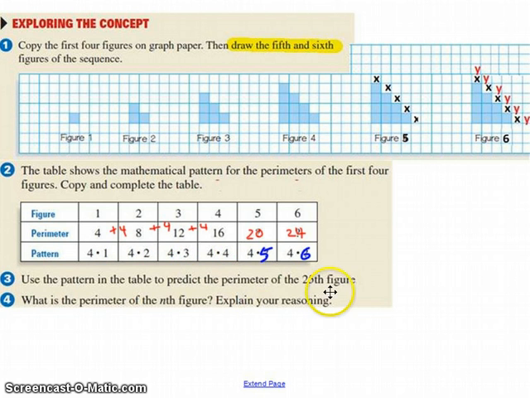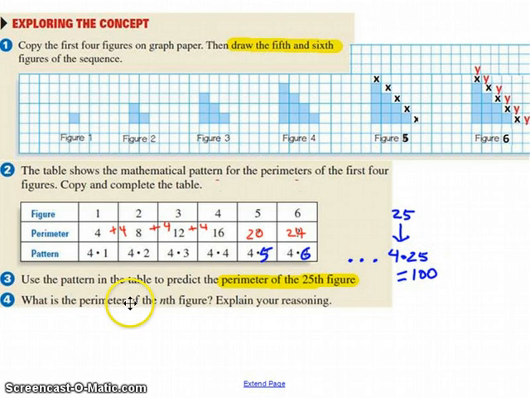In fact, what we were asked to do was to figure out what was the perimeter of the 25th figure. And following the pattern here, it's going to be 4 times 25, or in other words, 100 steps around the perimeter of that figure.